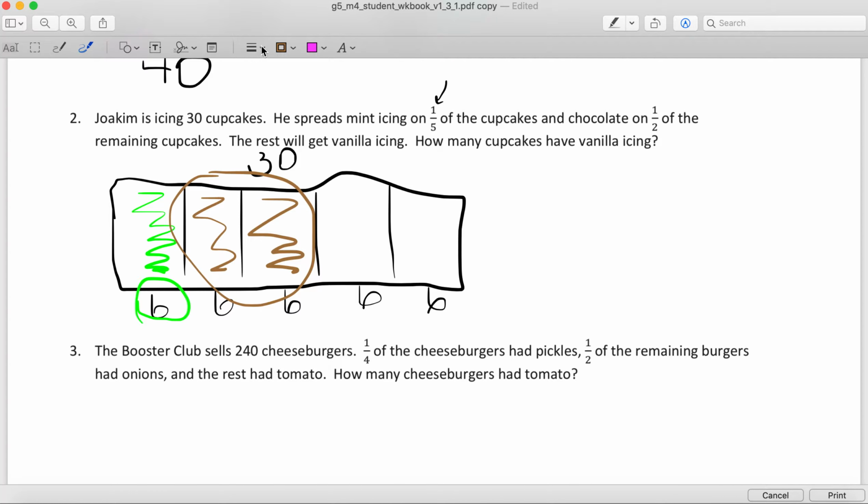So how much was in each one? It was 30 in each one. So that means that there are 90 that have onions. Okay, 90 that have onions. Whew, it's a lot of work, right? What did our 60 represent? Remember, it was 240 cheeseburgers. 1/4 had what? Pickles. Let's make sure that we label that pickles. Okay, so this is pickles.